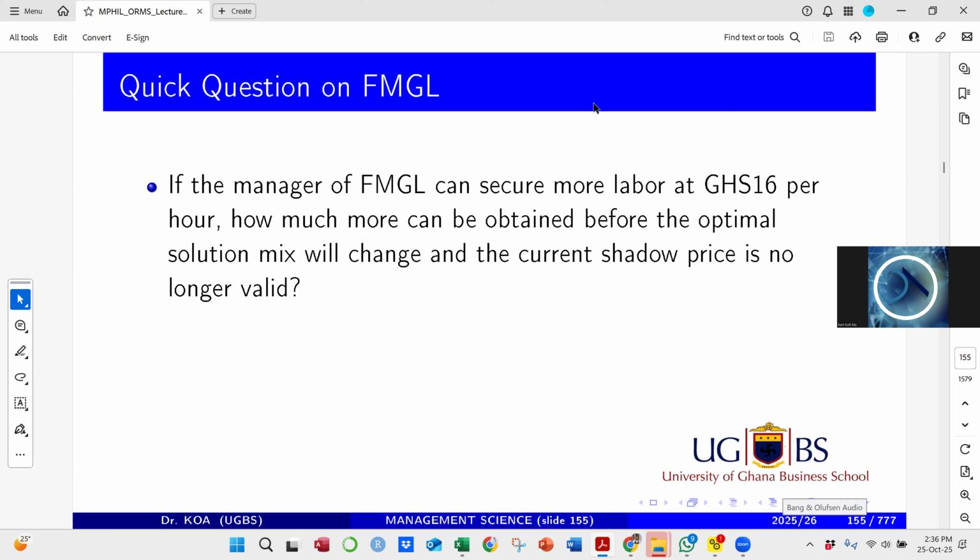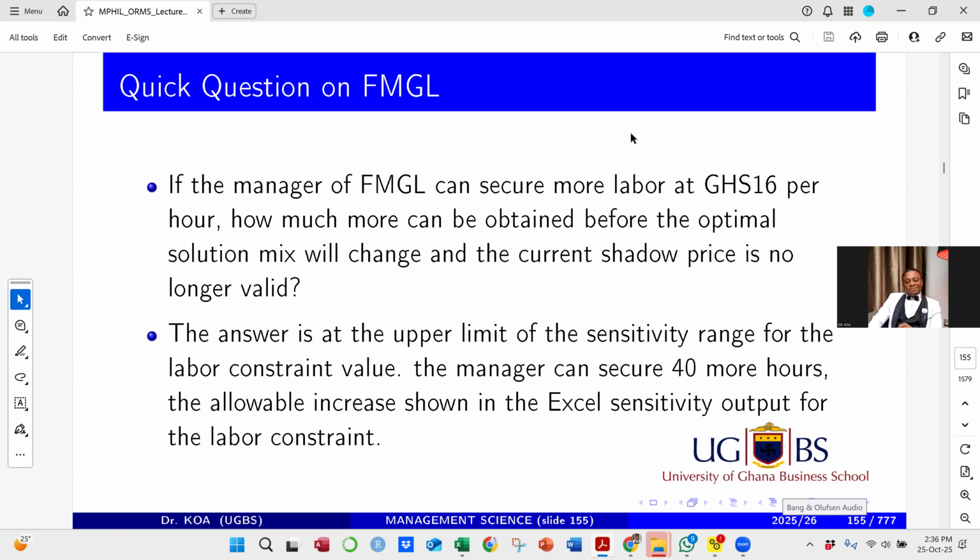Excellent. Beautiful. Guys, if you don't understand, he understands. And that 40 is added to the existing 40 to get to 80, which becomes the upper bound of the sensitivity range. So it's a very important one.